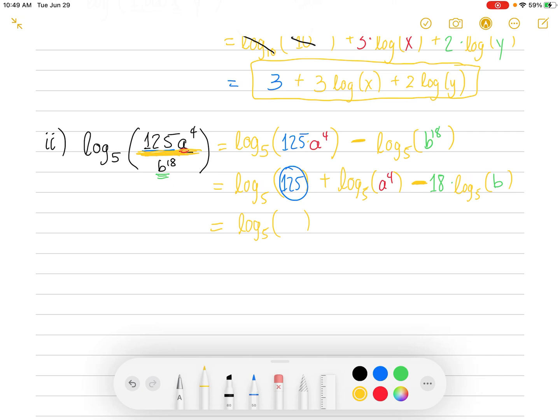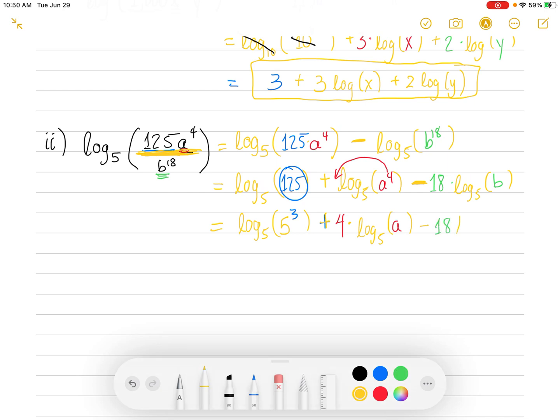Okay, so I took the 18 out front. I want to continue simplifying. So next I'm going to look at my log base 5 of 125. Can I simplify that? I can, right? If I think about 125, I can rewrite that as 5 to the 3rd power. Right, 5 to the 3rd power is 125. Okay, now I'm going to continue.